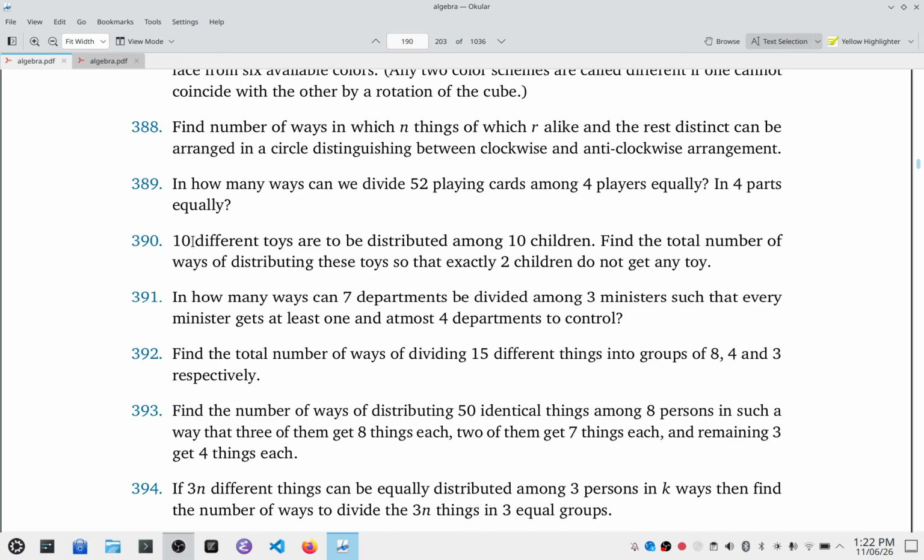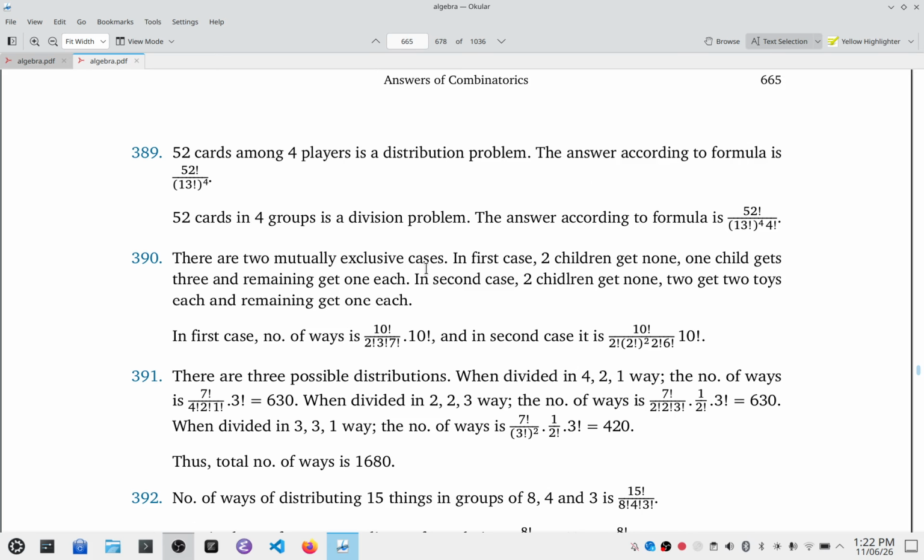Question 390 says that 10 different toys are to be distributed among 10 children. Find the total number of ways of distributing these toys so that exactly 2 children do not get any toys. There are 2 mutually exclusive cases. In first case, 2 children get none. Then 1 child gets 3 and remaining get 1 each. In second case, 2 children get none, 2 get 2 toys and remaining get 1 each.